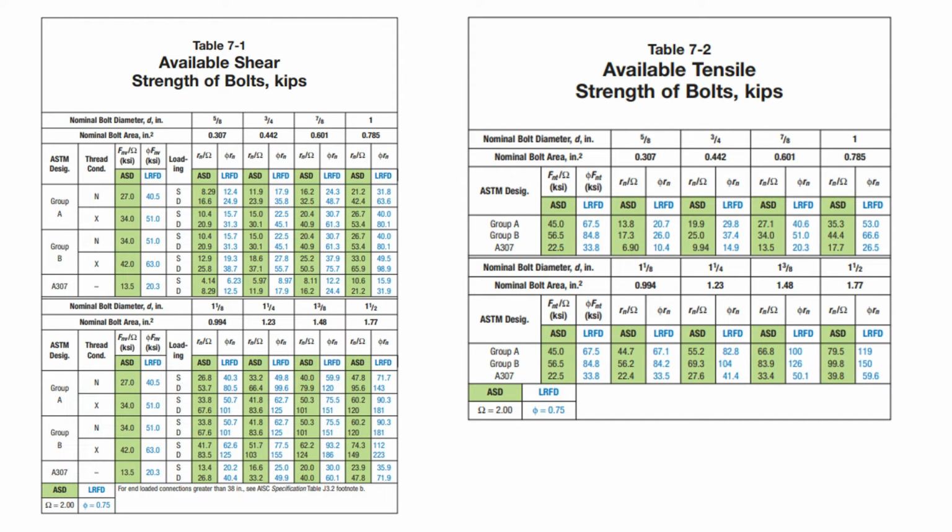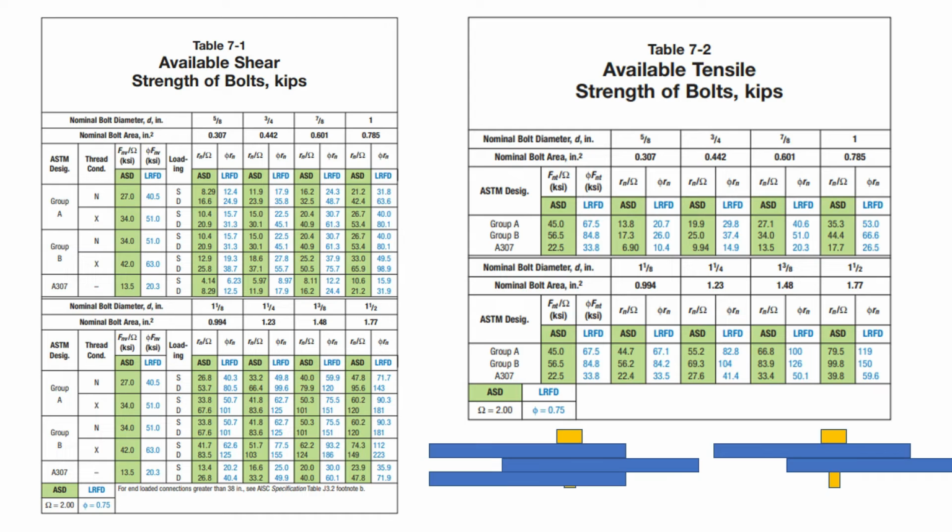Manual Table 7-1 has the shear strength of Group A, B, and A307 bolts for different bolt sizes with the threads included or excluded from the shear plane. Also, the loading condition is taken into account, whether the bolts are under single or double shear. Manual Table 7-2 has the tensile strength of Group A, B, and A307 bolts for different bolt sizes.